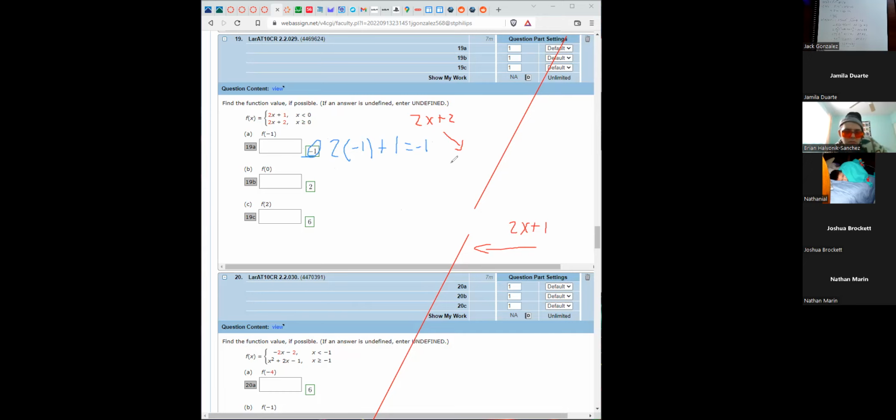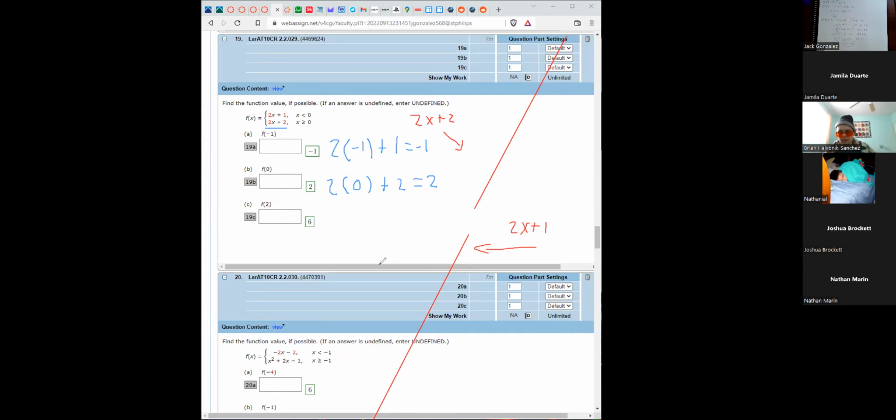Does that make sense? Yes. On part B, they're plugging in 0. So we can't use the first one anymore because it needs to be less than 0. But this other one says equal to. So we're going to use the bottom function for part B. So you would do 2x, 2 times 0 plus 2. That's how they get the answer for this one. So for f of 0, we would be on this line over here. For f of -1, we'd be down here somewhere.